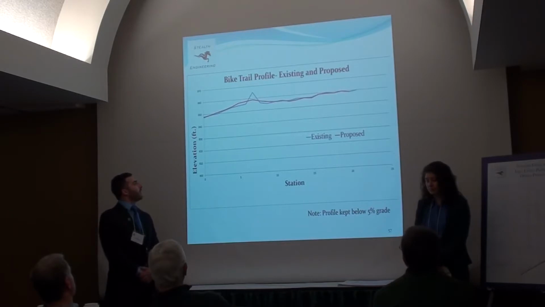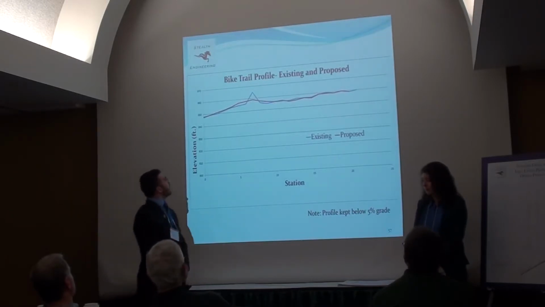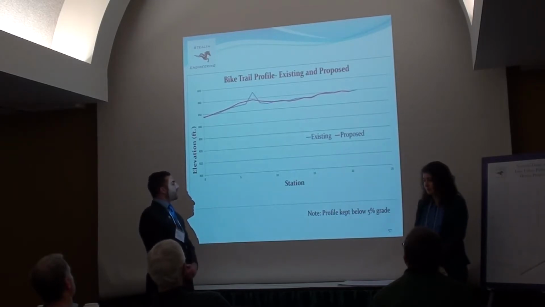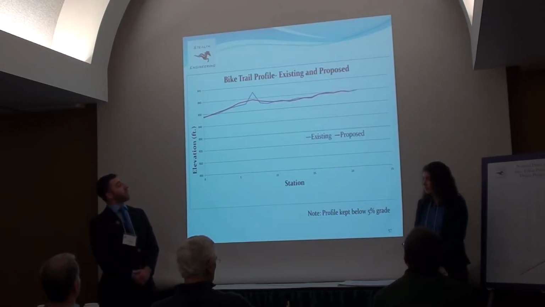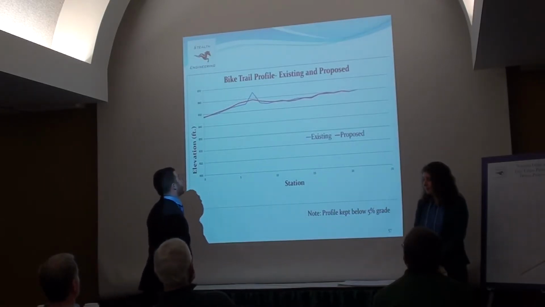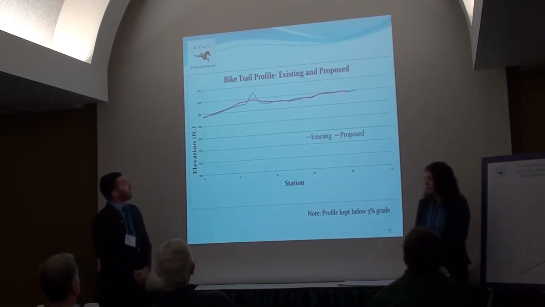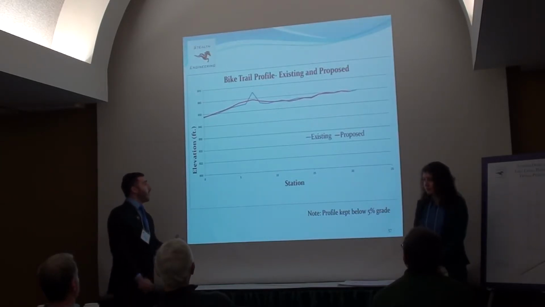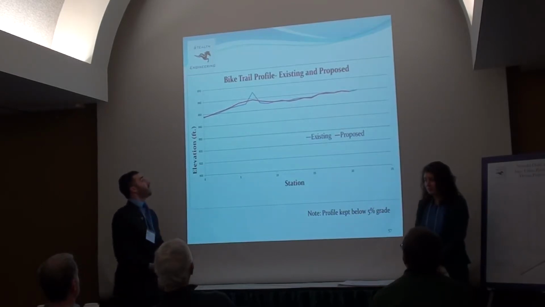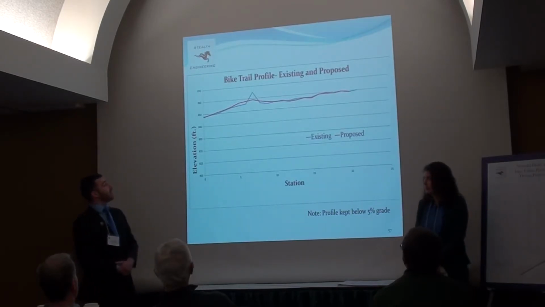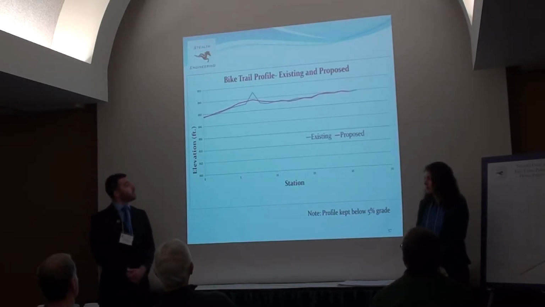Finally, we see the bike trail profile, both existing and proposed. The main concern here was keeping the profile grade below 5%, which corresponds with the design speed of the bicycle path, which is 18 miles per hour, to ensure that all users can maintain control of their bicycles. And again, reiterating that idea of a balanced cut and fill, where what's being taken out cancels out what needs to be placed.